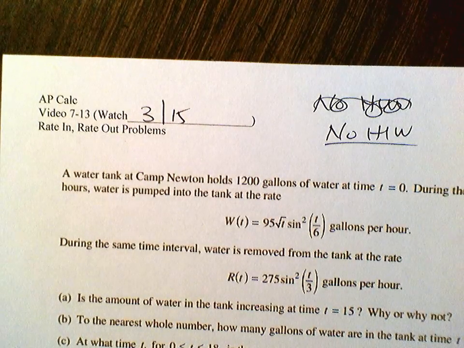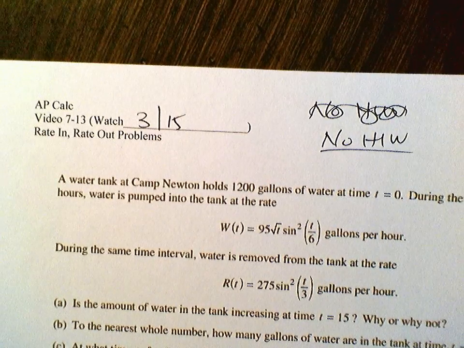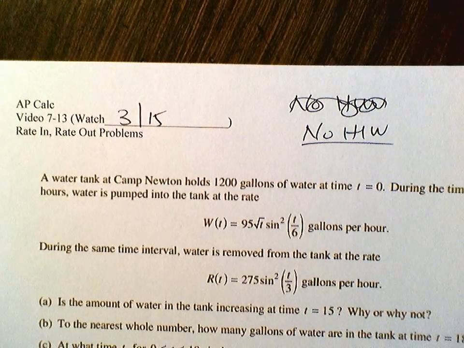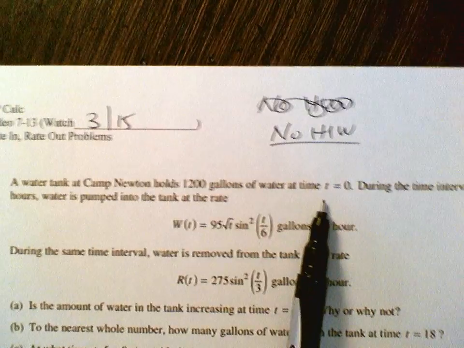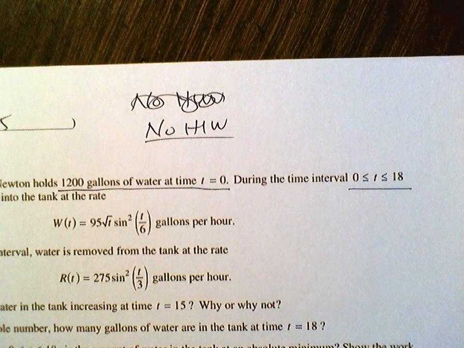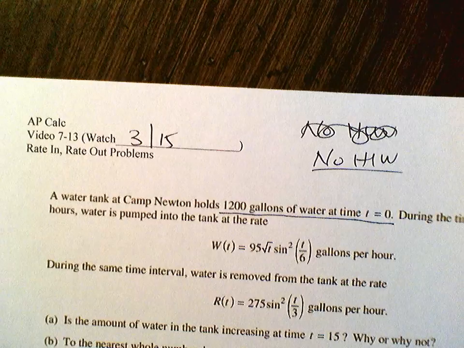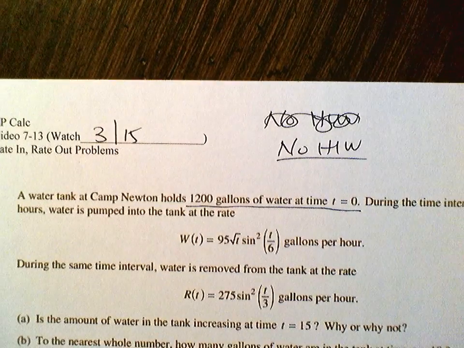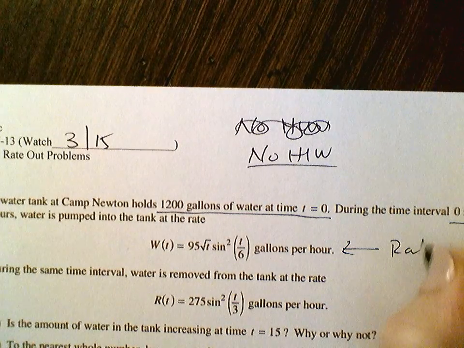Okay, so this is what's called a rate in, rate out problem, and you will see why in just a moment. A water tank at Camp Newton holds 1,200 gallons of water at time t equals 0. During the time interval 0 to 18 hours, water is pumped into the tank at a rate given by W of t. Off to the side, let's write for ourselves that this is the rate in.